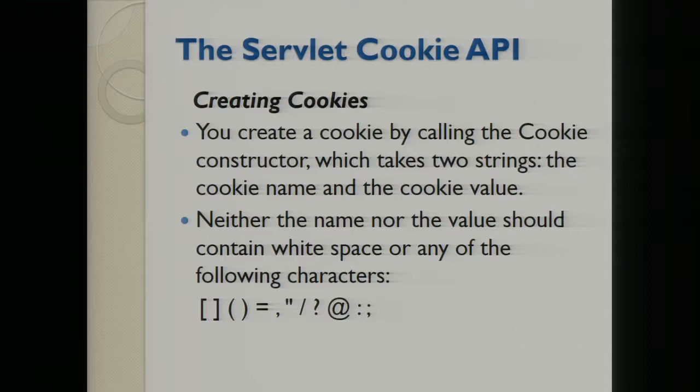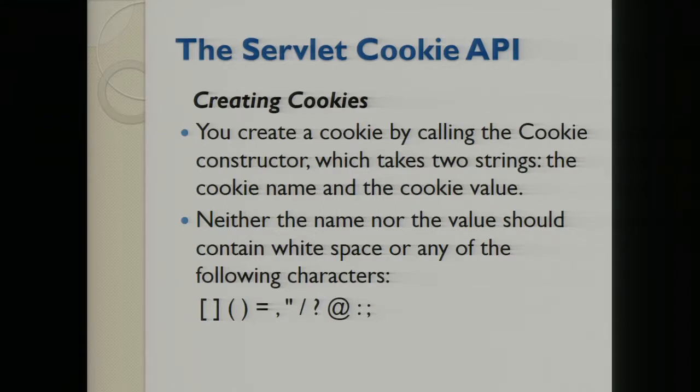Okay, so the first part is creating a cookie. You create a cookie by calling a cookie constructor, which we just discussed, which takes two strings: the cookie name and the cookie value. By calling this constructor with two parameters, a name and a value for that particular cookie, you can create a cookie.